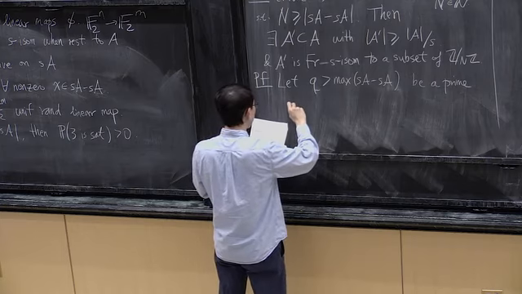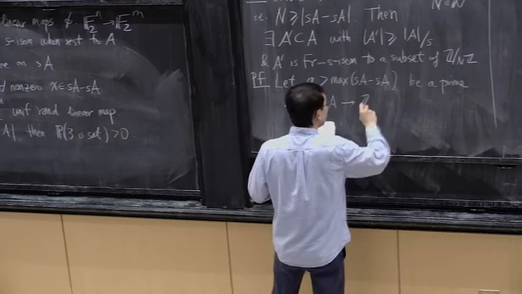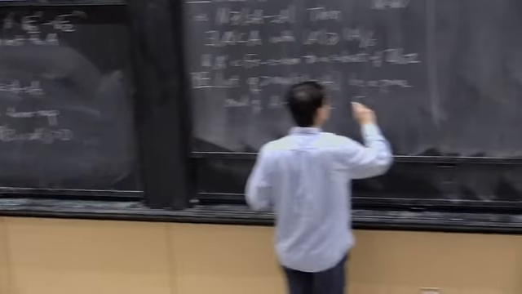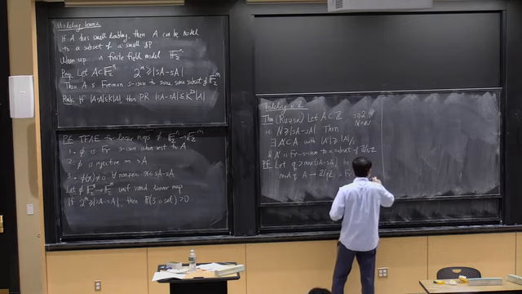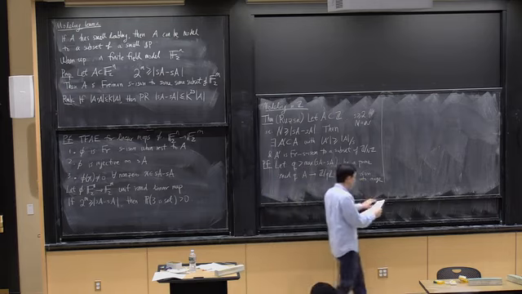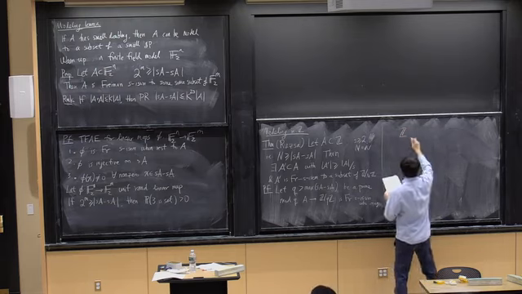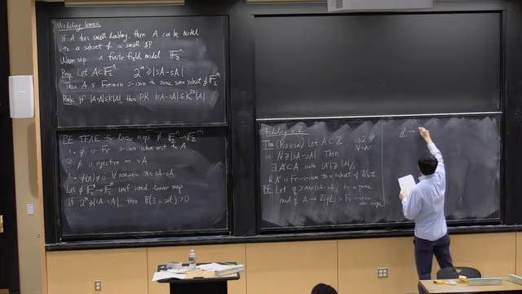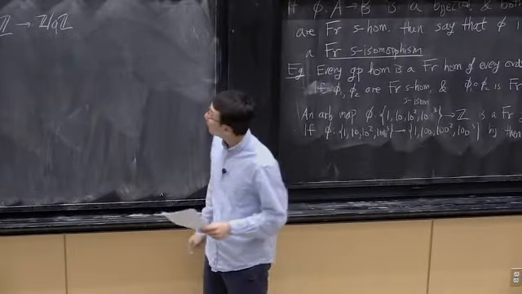So the mod Q map from A to Z mod Q is Freiman S isomorphic onto its image. Let's now consider a sequence of maps, and we're going to denote the sequence like this. We start with Z, that's where A originally sits, and it maps to Z mod Q. So that was the first map that we saw.